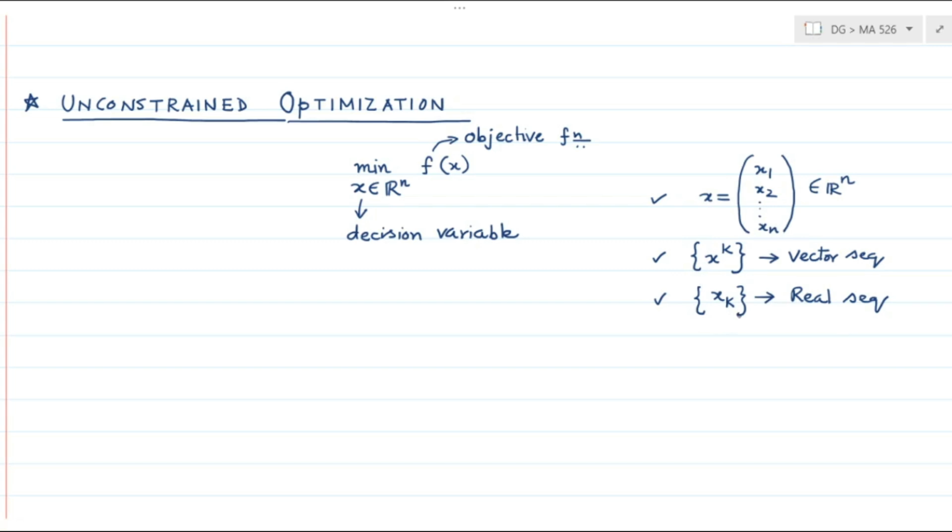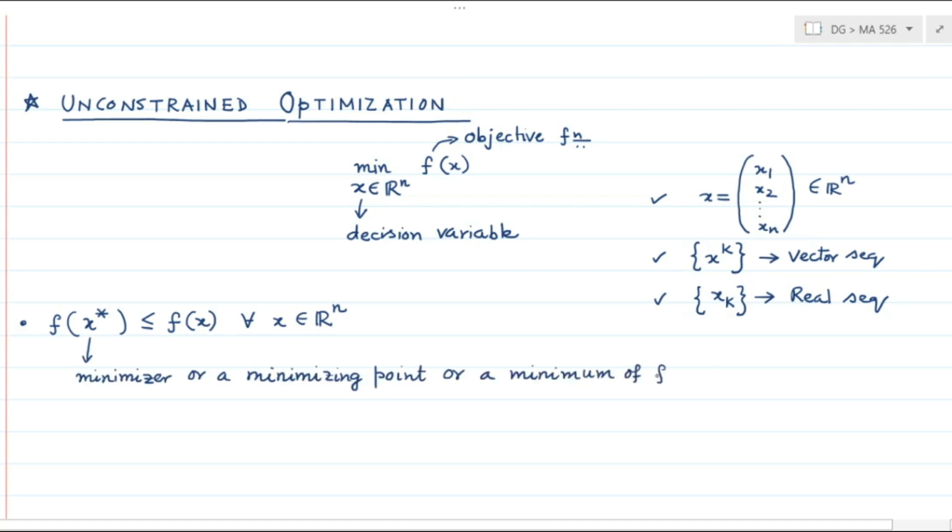In this section of unconstrained optimization, we will discuss this unconstrained problem. For this problem, we wish to find a point x star such that f of x star is less than or equal to f of x for all x in the n-dimensional Euclidean space. We wish to find this. And if such an x star exists, then we call this x star a minimizing point, or a minimizer, or an optimal point of the problem. Mostly we will use the term minimizer. Also interchangeably we will use minimizing point, minimum point, or just a solution of the given problem.